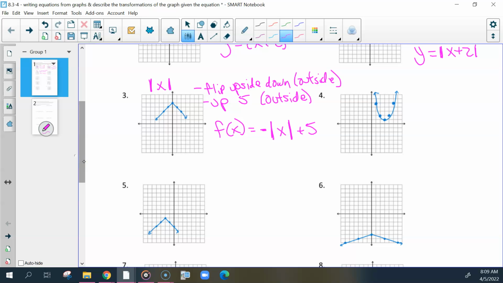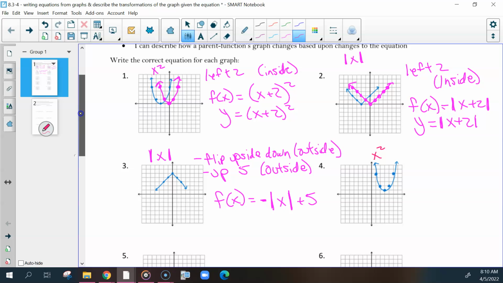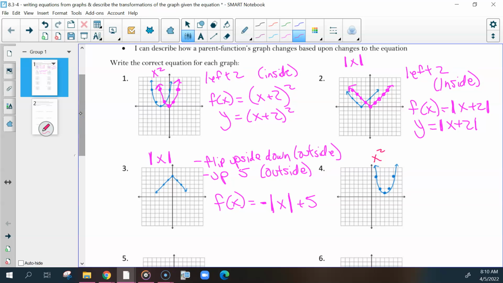Going with number 4. What type of function is this? Quadratic, right? Or if you don't remember that, you can just say it's x squared. And thinking about the parent function, and you can look at this one if you need to, what changed? Right 3. Okay, so right 3 units and up 1 unit.